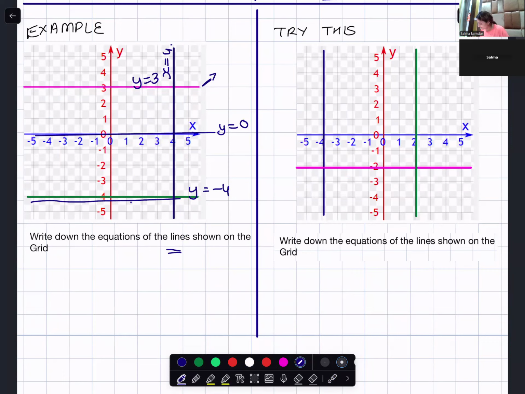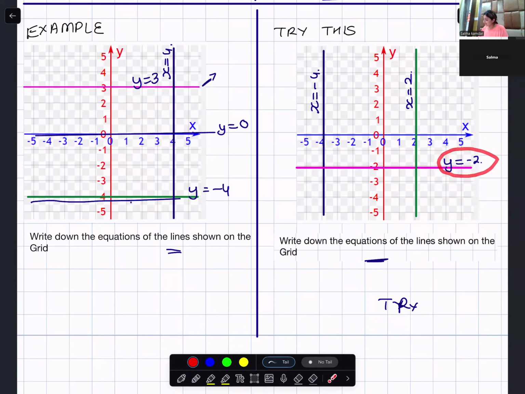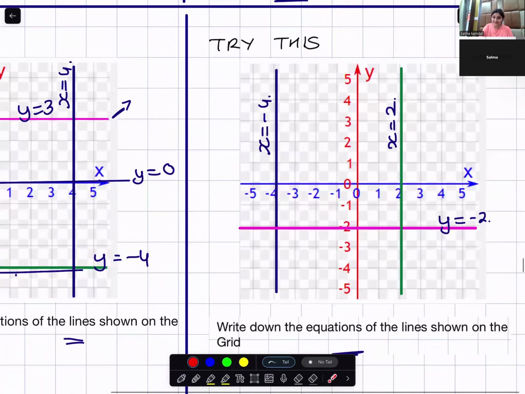You can pause the video and try this. So I have put the answers. Y-intercept is -2. Equation of this line is y is equal to -2. It is intersecting the x-axis at 2. X is equal to 2. It is intersecting the x-axis at -4. X is equal to -4. This is the equation of the horizontal line and the straight line.